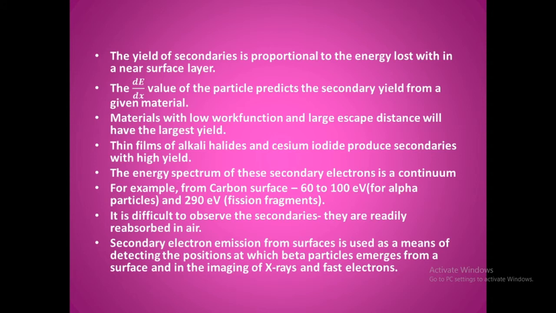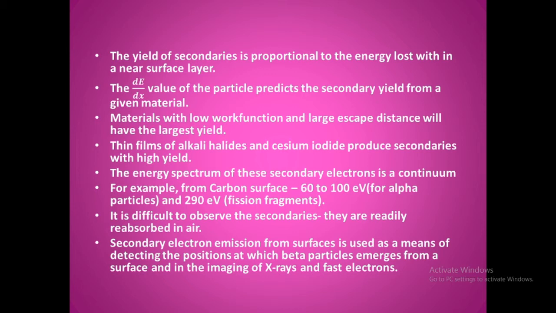How many secondary electrons are produced, or the yield of secondaries, will be proportional to the energy lost by the charged particle within a surface layer. The thickness of this layer will be equal to the maximum distance an electron tends to migrate from its point of origin and escape from the surface. Thus, the dE/dx value of the particle predicts the secondary yield from a given material.